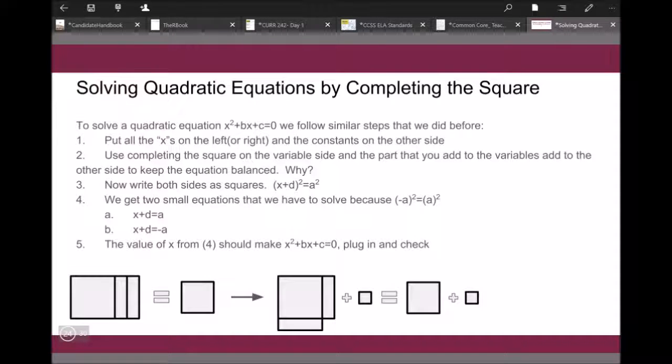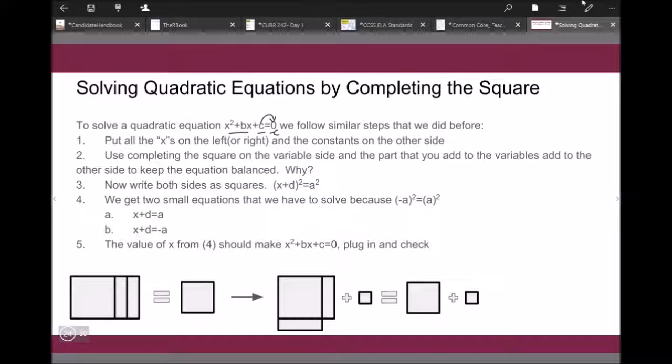Now we can use the same idea to solve a quadratic equation by completing the square. So I want to put all of my x's on one side. Notice, here are my terms with x's, here's my constant term. I'm going to move this over by subtracting, so I'd end up getting negative c. So we want to put all x's on the left or right, and the constants on the other side.